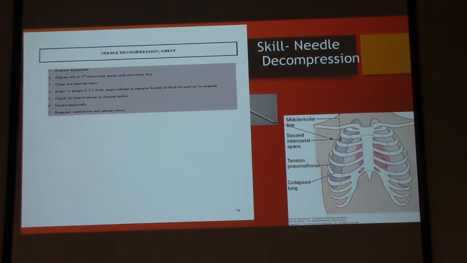If you have the need to do another one, depending on which side you're on, just be very careful that you're not going too close, that you're not coming anywhere near that heart. I usually will go one more down mid-clavicular at that point and go between the third and the fourth rib to insert another needle. Don't remove the first one, the catheter, just leave it alone. It will be fine. Anybody have any questions on needle decompression?